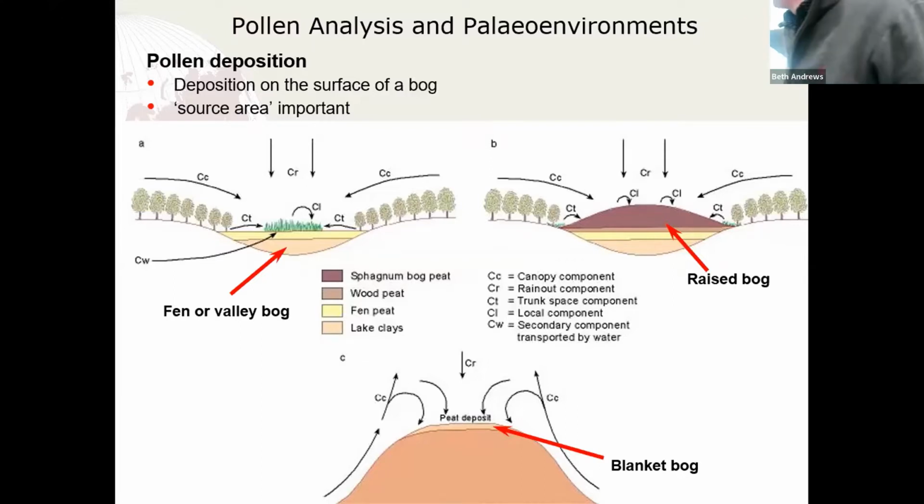And of course, we can actually think of a fen or a valley bog, or a raised bog, indeed, in this part of the world as well, Wales. To the west, we've got lots of blanket peat deposits.